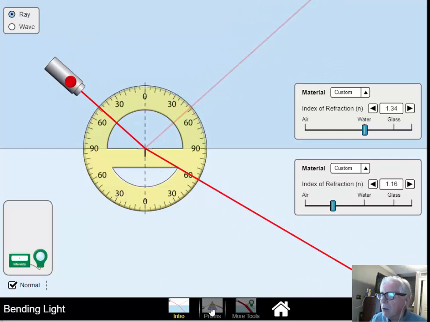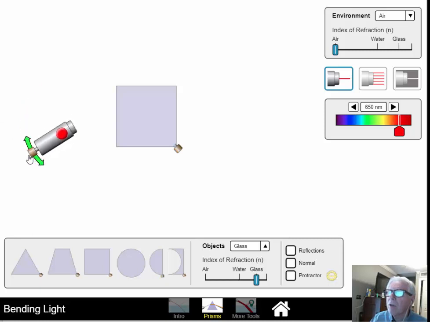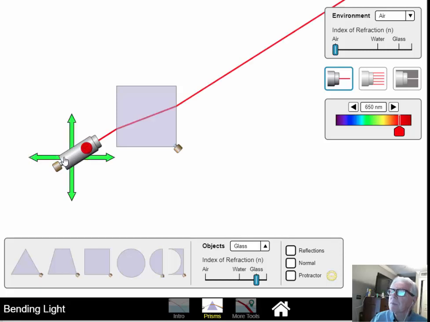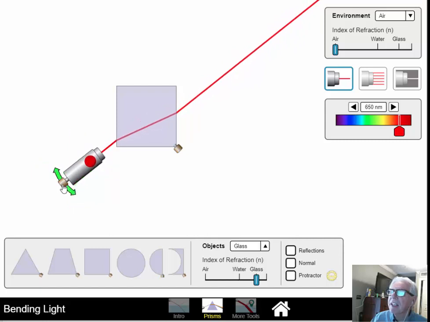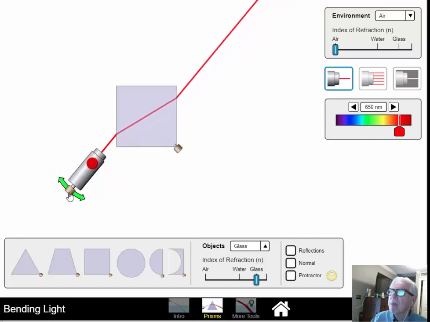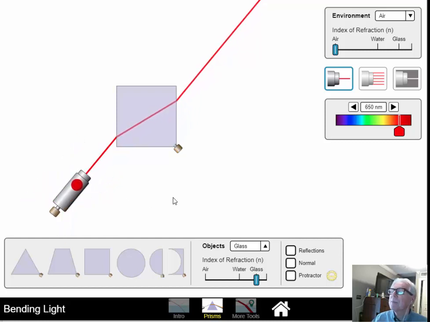Let's go to this next device. I'm going to put in here a block of glass, and I'm going to roll this around. I'm going to move it. I'm going to turn the beam on. Let me see if I want to get the biggest effect I can get. Look at that.